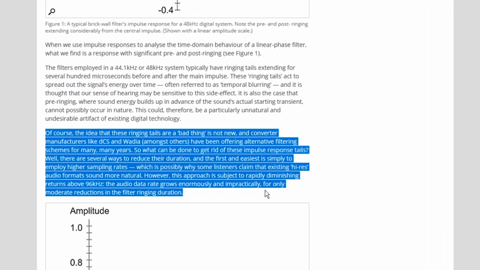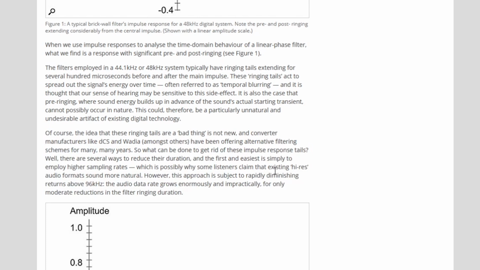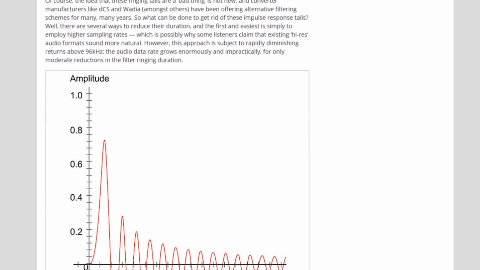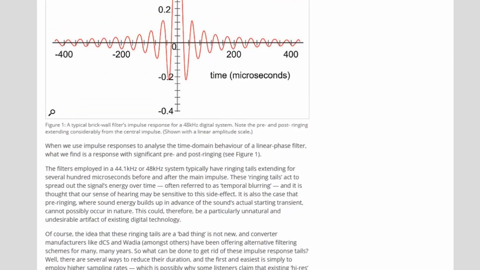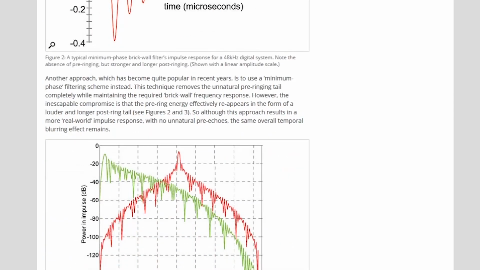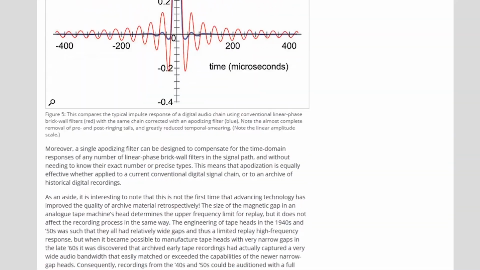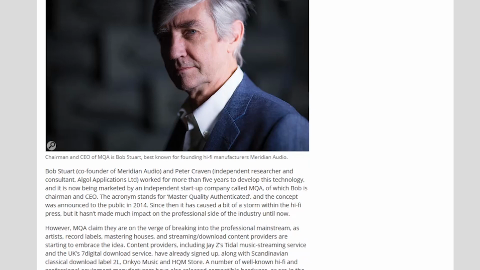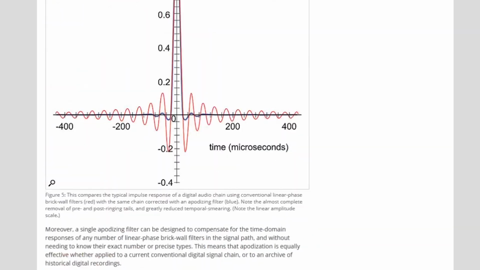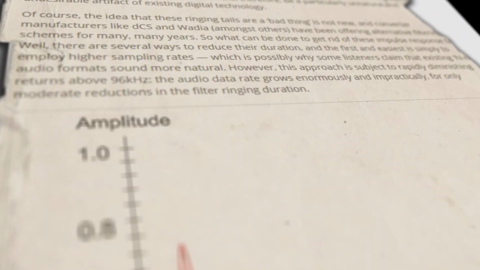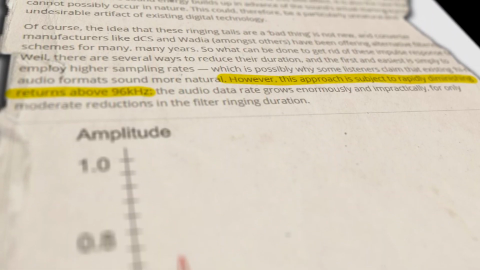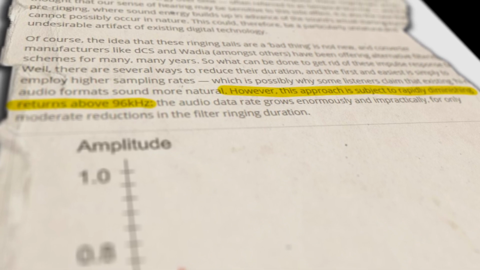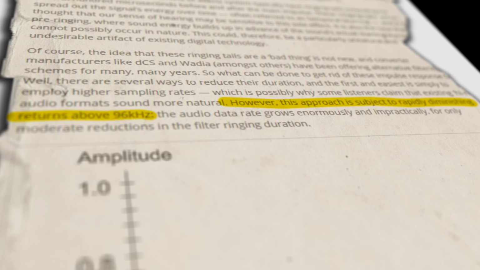To quote Sound on Sound, "Of course, the idea that these ringing tails are a bad thing is not new, and converter manufacturers like DCS and Wadia, amongst others, have been offering alternative filtering schemes for many, many years. So what can be done to get rid of these impulse response tails? Well, there are several ways to reduce their duration, and the first and easiest is to simply employ higher sampling rates, which is possibly why some listeners claim that existing high-res audio formats sound more natural. However, this approach is subject to rapidly diminishing returns above 96 kHz. The audio data rate grows enormously and impractically for only moderate reductions in the filter ringing duration."